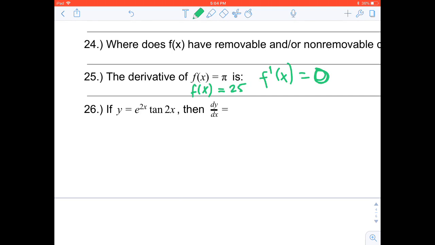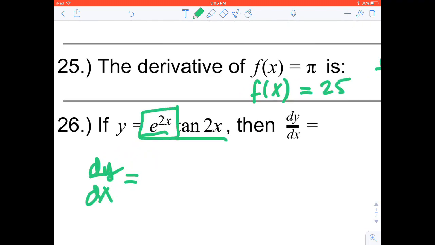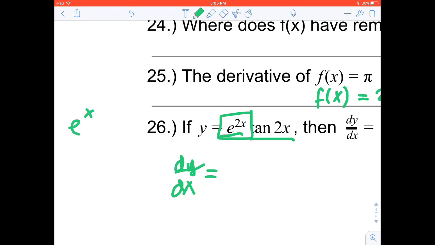26, y is equal to e to the 2x times tangent 2x. So when I read this, e to the 2x times tangent 2x, there's two functions there. There's this function and there's that function. So I'm going to start out with the product rule. And product rule says you have to take the derivative of the first function, so derivative e to the 2x. That derivative is going to be a chain rule. So my outside function is e to the x, inside is 2x.